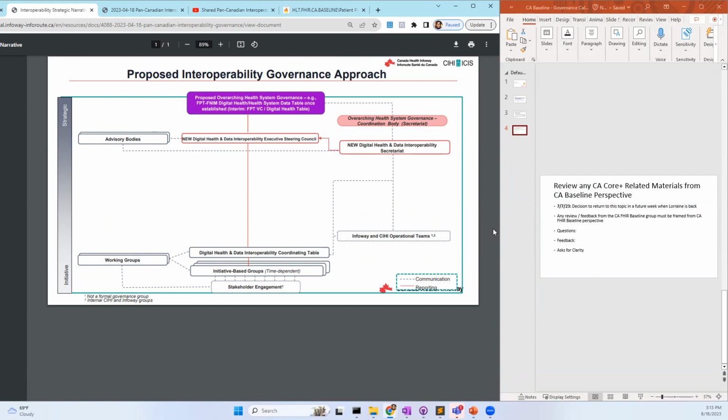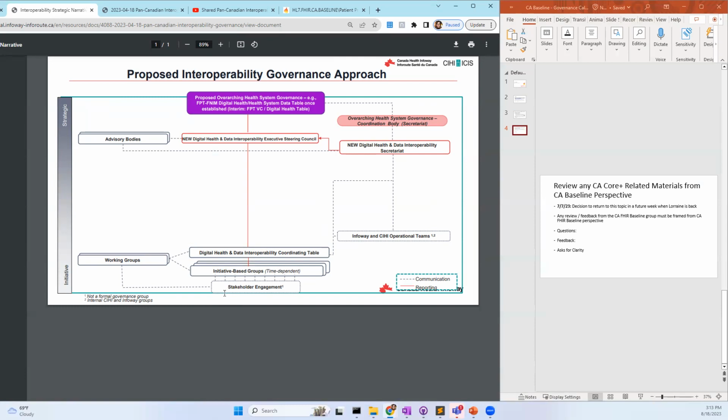What I would summarize this as is you have advisory bodies that Abby specifically called out in his presentation. One of the examples was the HL7 Canada community, as well as more formalized councils, roles and tables that split the strategic and the more operational initiative levels that we see here. My interpretation is that the CA baseline would fall in this stakeholder engagement area, because it's not a formal group like HL7 Canada in that sense, right?